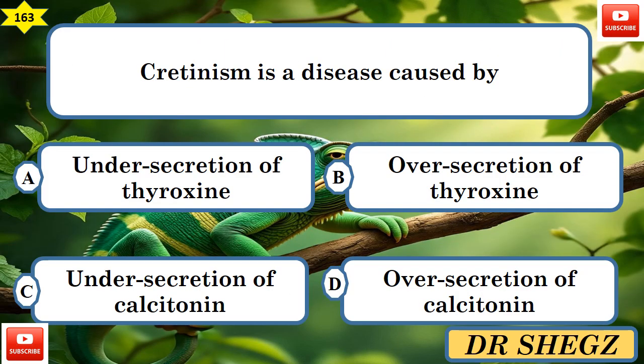Cretinism is a disease caused by what? Now this topic is under the endocrine system, and of course under-secretion, or under-production, of thyroxine causes cretinism.